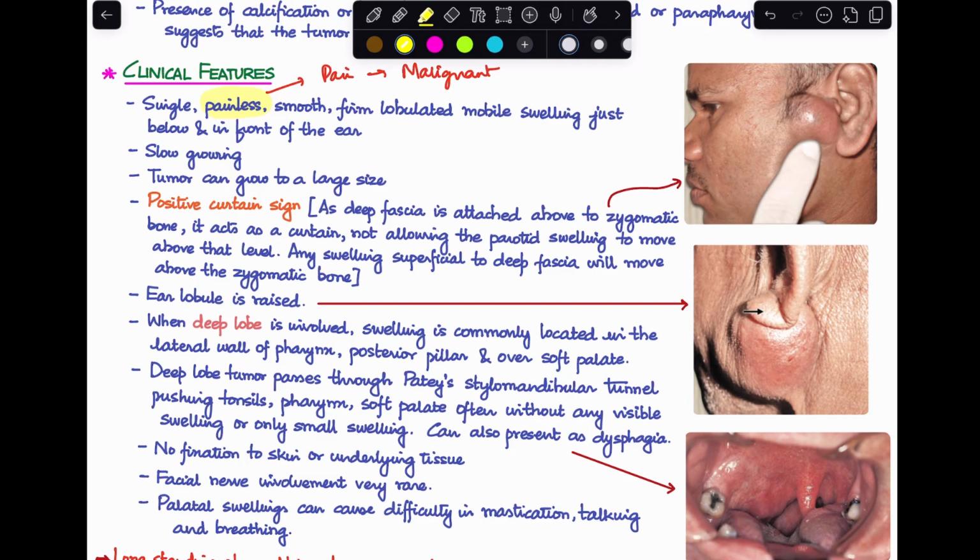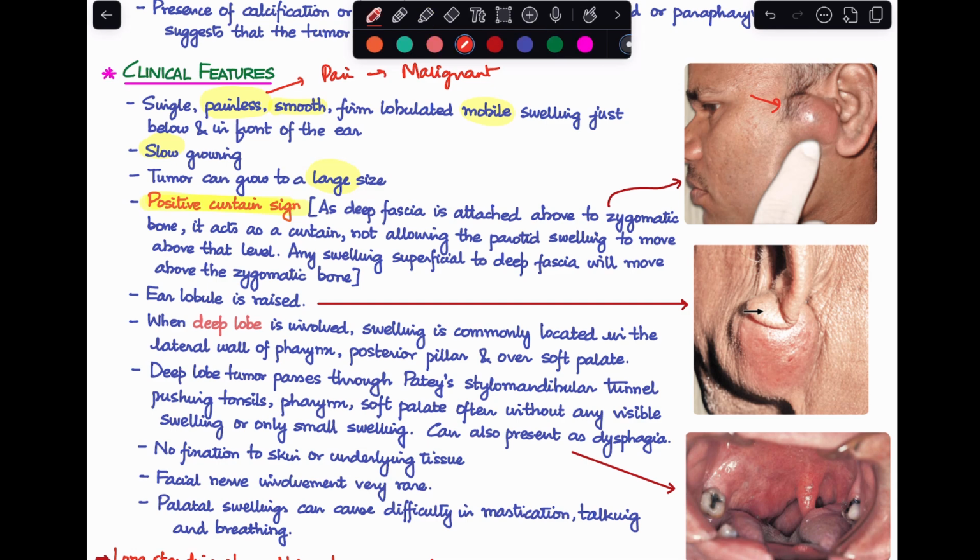So a single painless, smooth, firm, lobulated, mobile swelling just below and in front of the ear. You can see the image right over here, the location of the tumor. It is a very slow growing tumor and it can actually grow to a very large size. On examination, we see something which is known as the positive curtain sign.